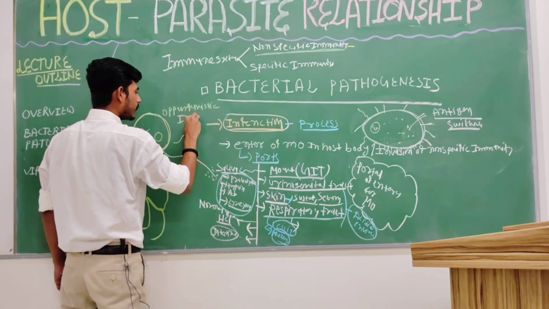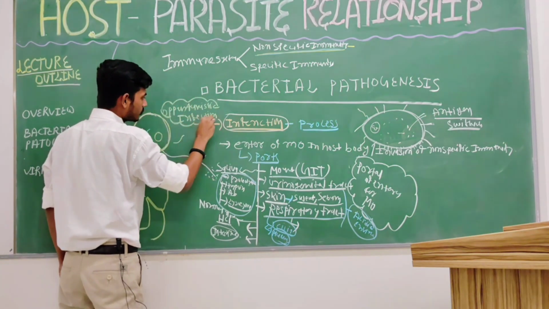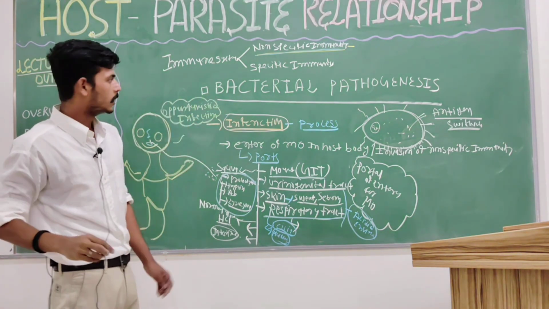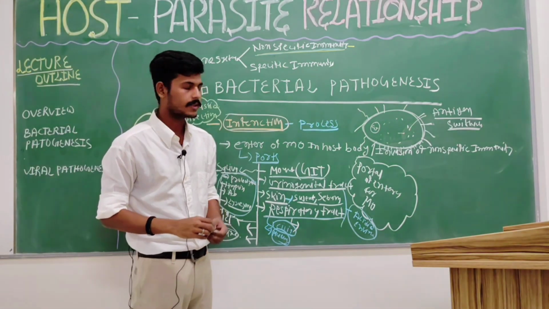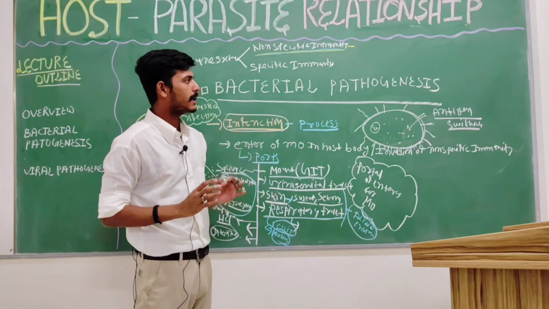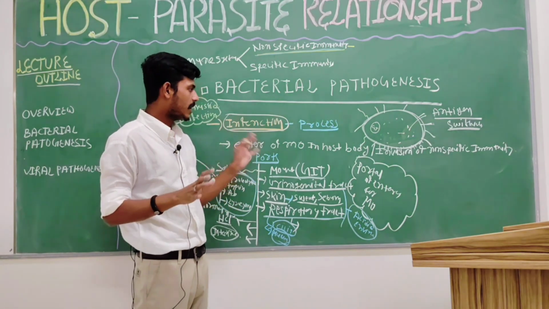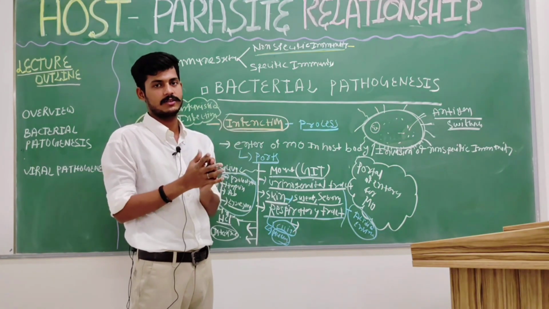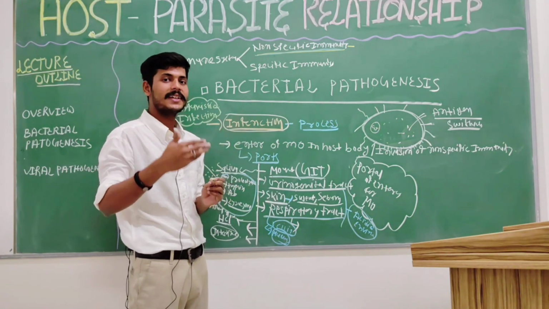Opportunistic infections. So let's summarize it once again. We are discussing bacterial pathogenesis, and we said that the end result of bacterial pathogenesis is the infection. So we have to deal with the process of infection, and for understanding the process of infection, we have to understand the steps.